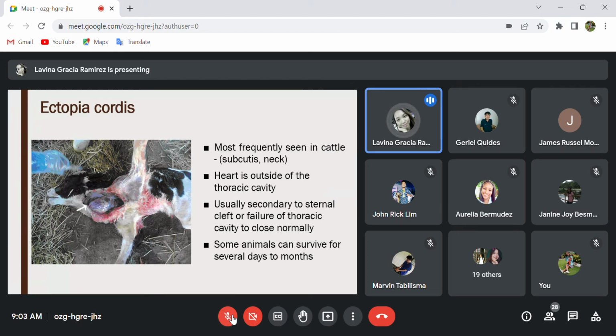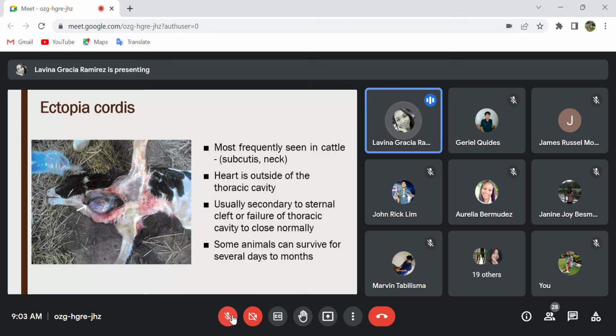Okay, this is ectopia cordis, in which the heart is found on the upper or proximal portion of the thoracic cavity. So most frequently seen the subcutis or the neck, or subcutis, ibig sabihin just behind, okay, yung the thoracic cavity. Usually secondary to sternal cleft or field of thoracic cavity. Ibig sabihin there's an opening. That's why the cavity, because there is an opening in the sternal region, there's a rib cage.